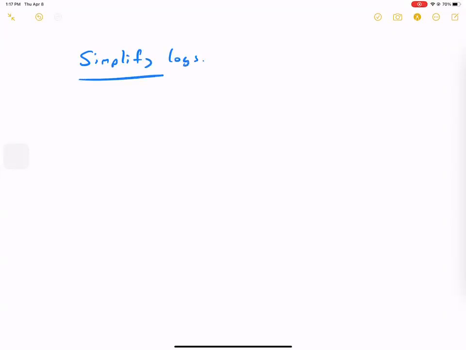Okay, today we're going to simplify logs. And the word simplify just means make it simpler, and then we're also going to evaluate them.